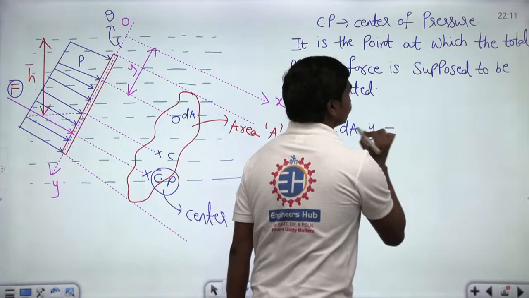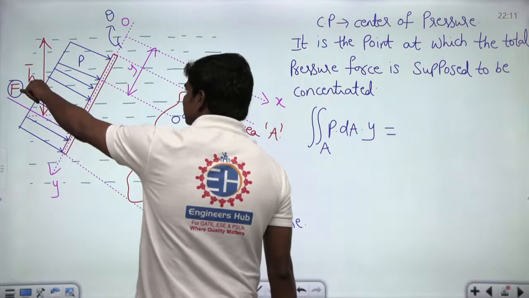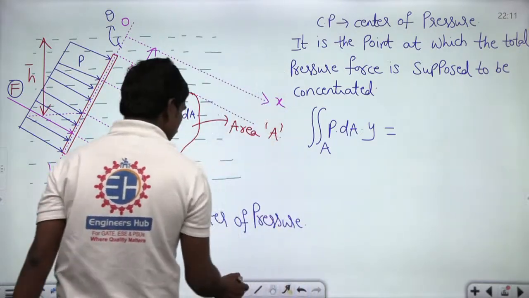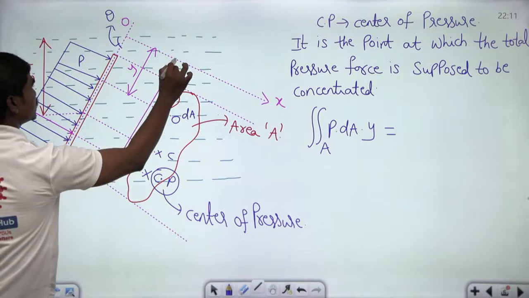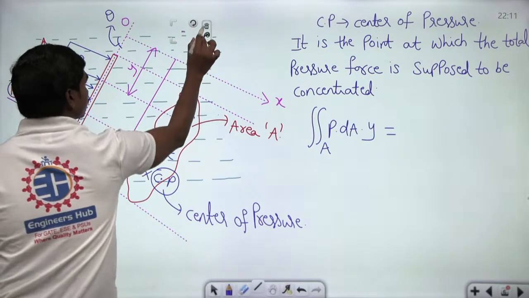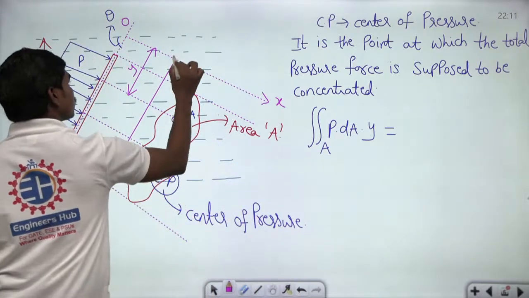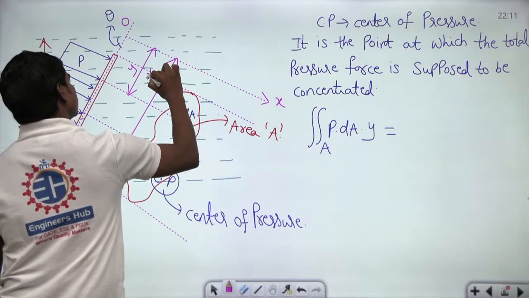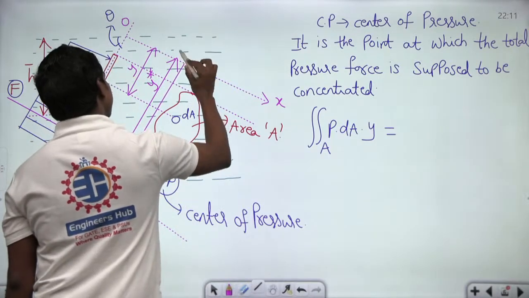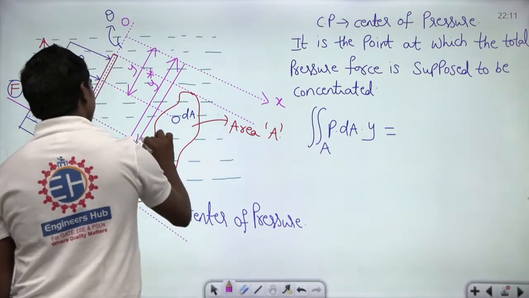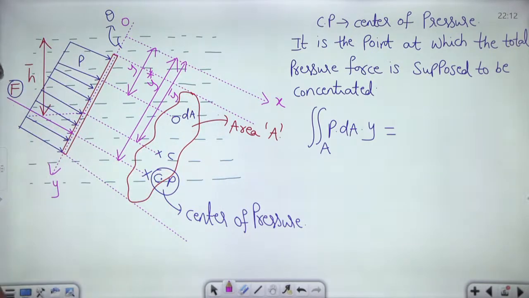Now this total moment should be equal to the moment produced by the total force, capital F, about this OX. Let us suppose this is the point of action of this complete force, and this distance is y star, at which F is acting. Let us suppose this other distance is y bar. These are the three distances from the free surface.